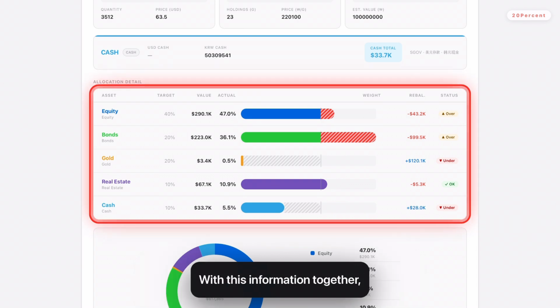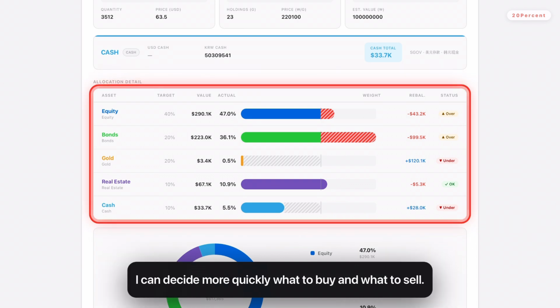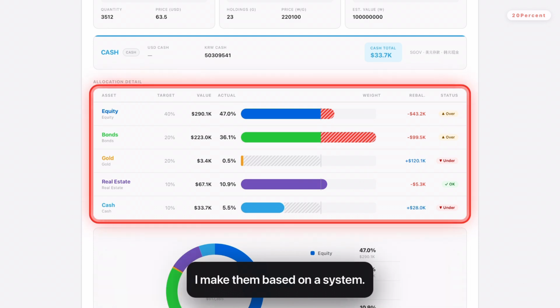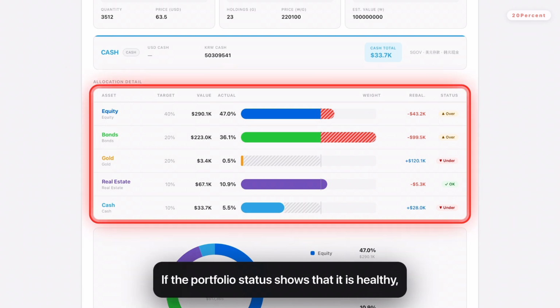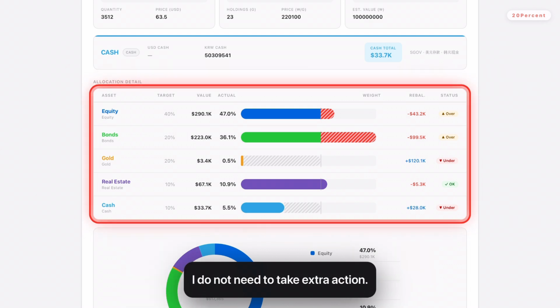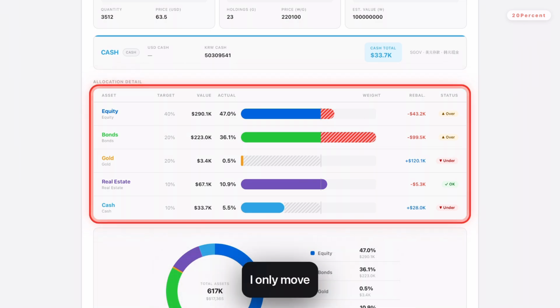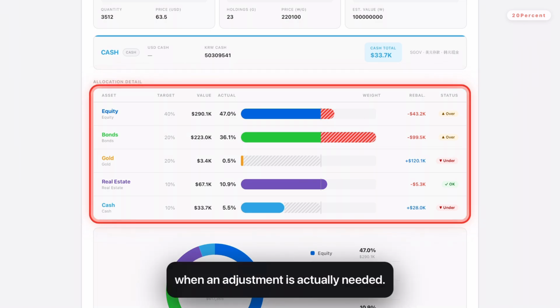With this information together, I can decide more quickly what to buy and what to sell. I do not make those decisions based on emotion. I make them based on a system. If the portfolio status shows that it is healthy, I do not need to take extra action. I only move when an adjustment is actually needed.